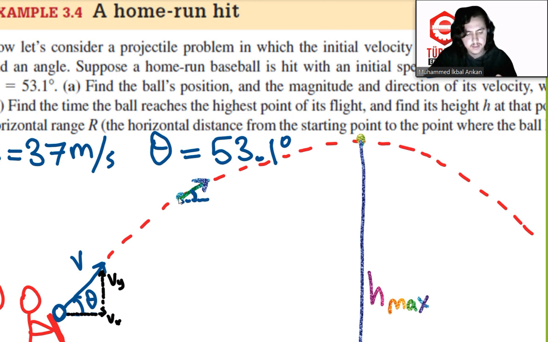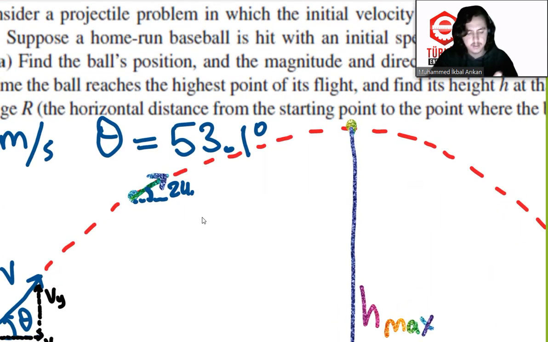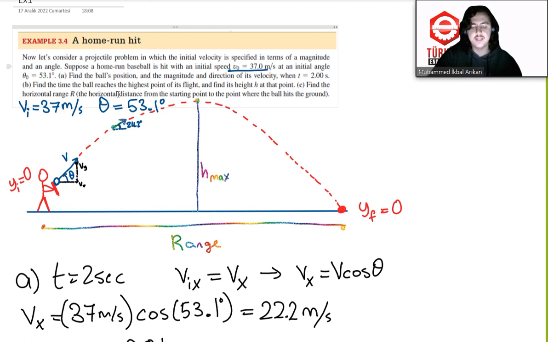So actually when I reach here, as you see, our angle has changed. The initial angle was this, and I have now just 24.2. Here I will have 24.2 degrees. So it's the part A. What about part B? Find the time when the ball reached the highest point.